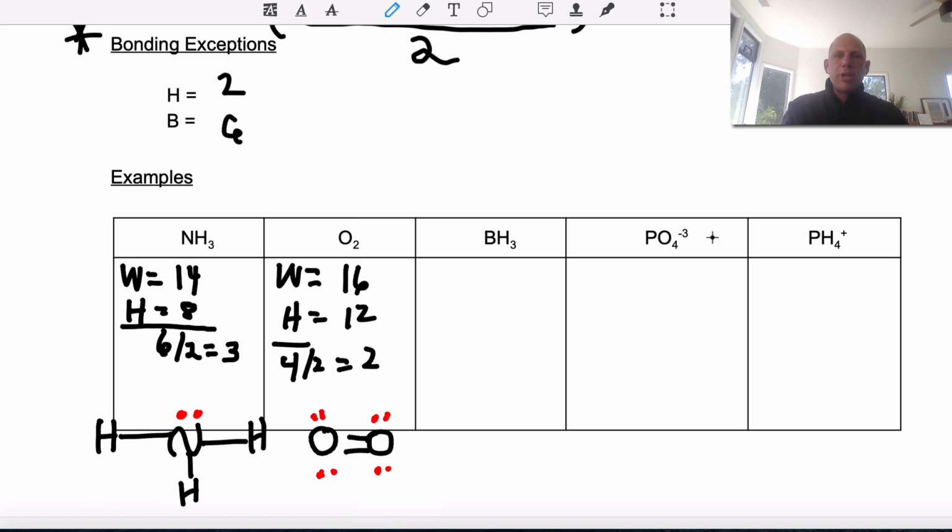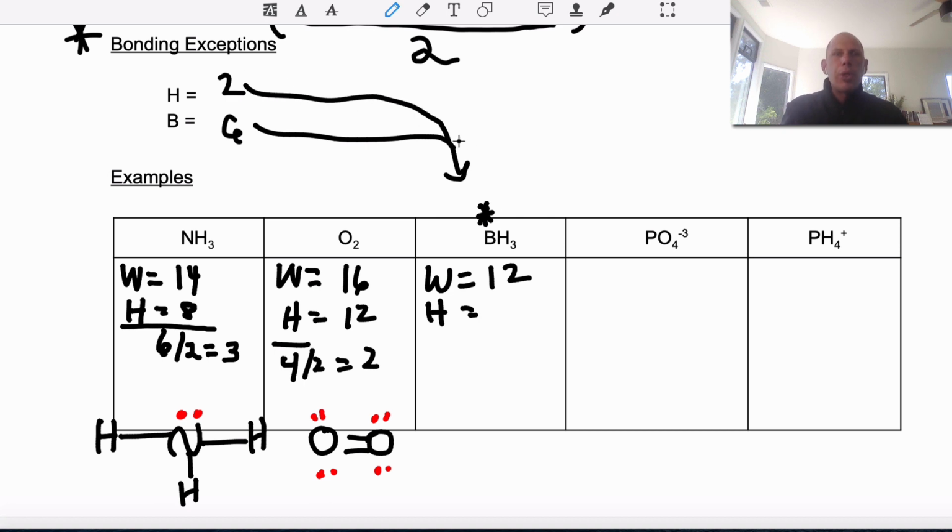Let's now go to this BH3. Remember, we're going to have an exception here. B only wants 6, and that hydrogen actually wants 2. So that's a total of 12, because 3 times 2 is 6. Well, what about have? Again, this is a really good one because it encapsulates both exceptions. Hydrogen only wants 1, so that is going to be 8.